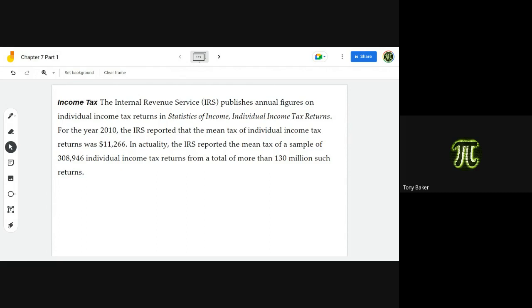And that was their mean. Question is, how close is that to the actual mean of all the tax returns? So let's look at a few things first. What's the population that they're considering? What's the population that we're looking at here?